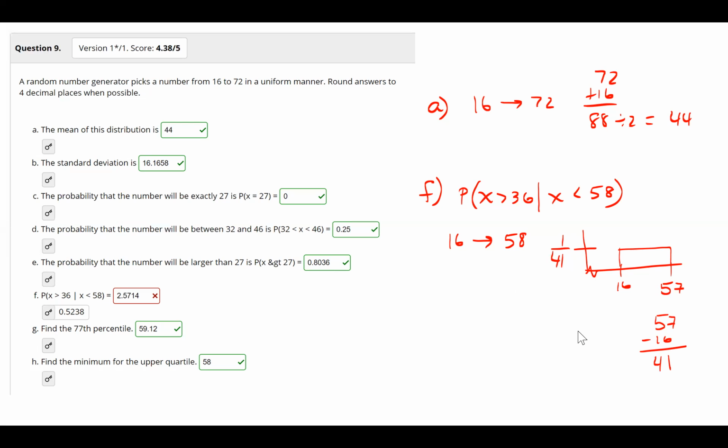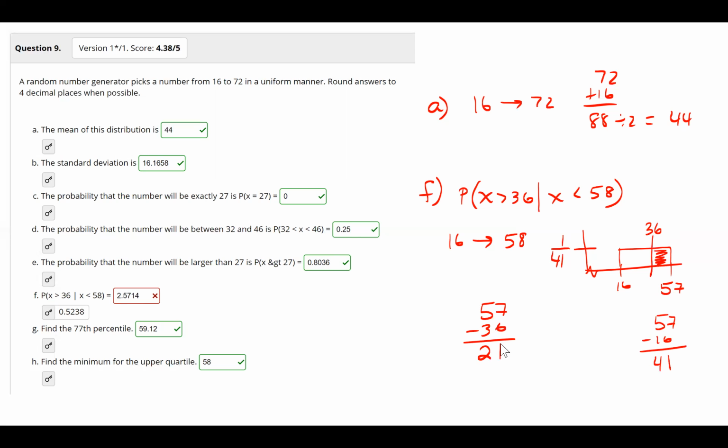Then the question is, what's the probability that X is going to be above 36? If you start counting, how many numbers can I pick above 36? You can go 37, 38, 39, 40, 41, 42, and count all the way up. You should get this little subtraction right here. There should be 21 numbers that you can pick, starting at 37 and going to 57. All right, so that is the case.